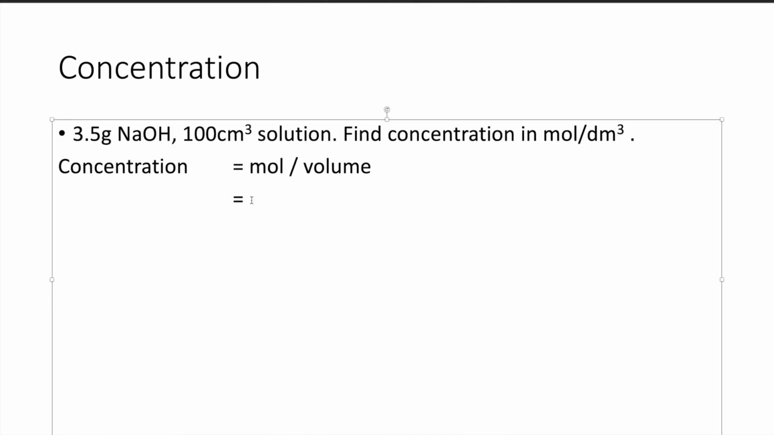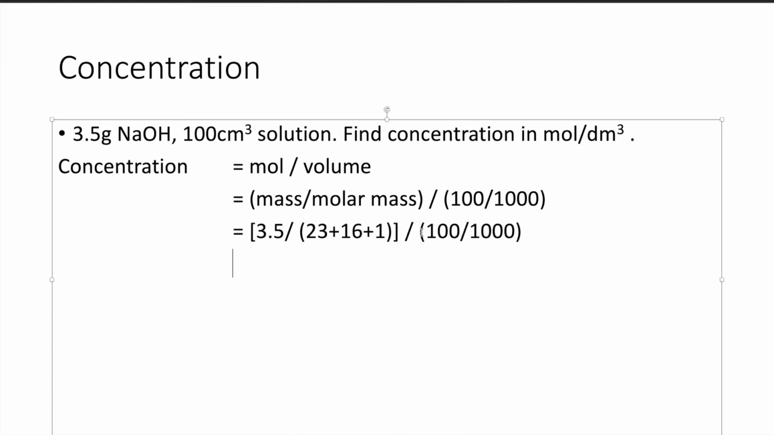3.5 gram of sodium hydroxide in 100 cm³ of water. The number of moles equals mass over molar mass, which is this. Then the concentration will be the number of moles over the volume, which is this. Punch everything into the calculator and you will get this.